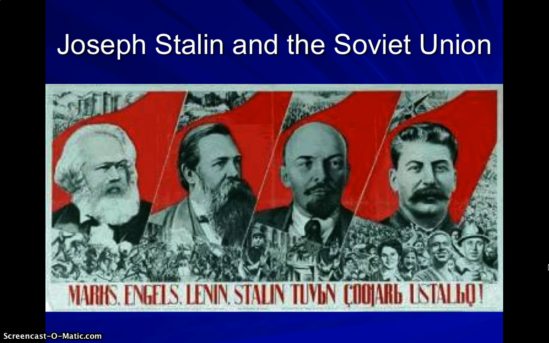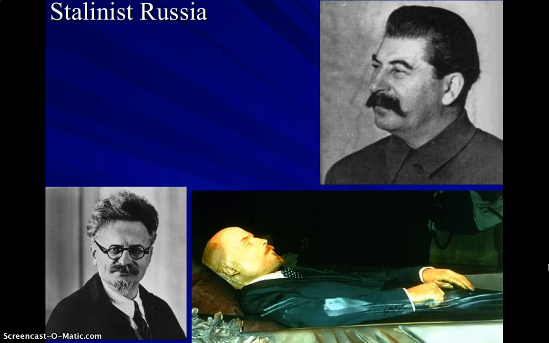In order to see how Stalin comes to power and how we get to a Stalinist Russia, a lot of this revolves around the death of Lenin in 1924, and also is connected to the friendship that Lenin had with Leon Trotsky, who you see in the bottom left corner there. So bottom left is Trotsky, bottom right is the corpse of Lenin, and of course in the top right is Joseph Stalin.